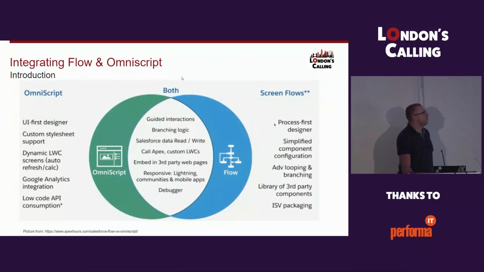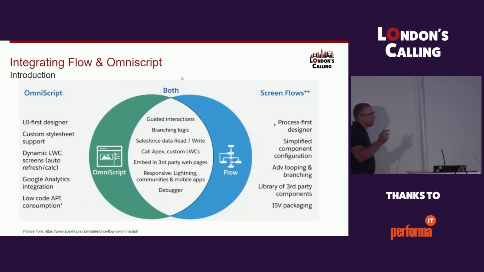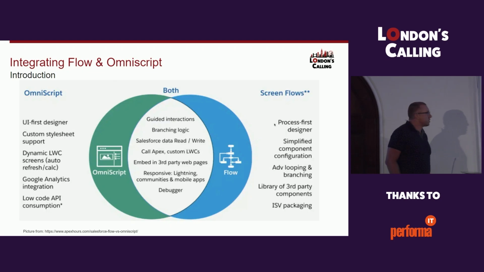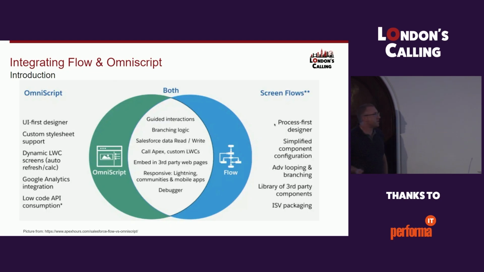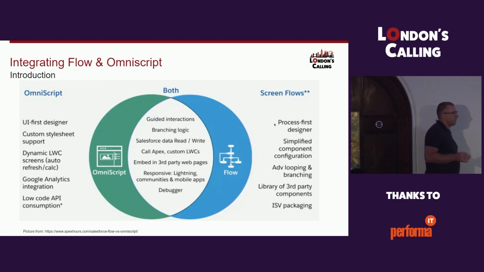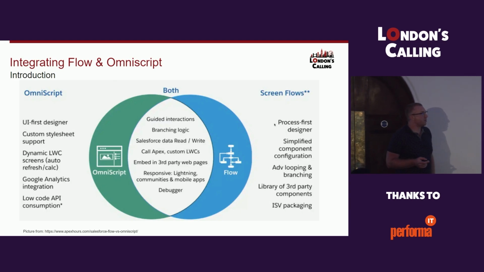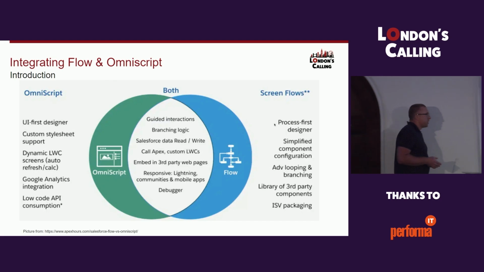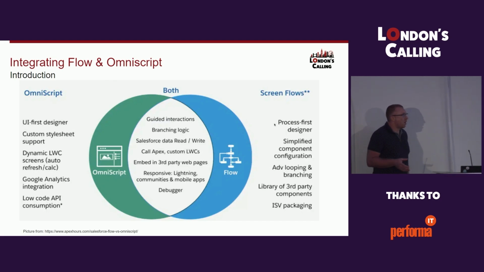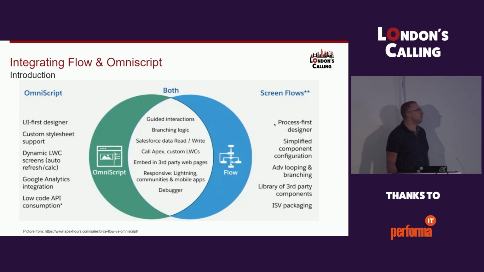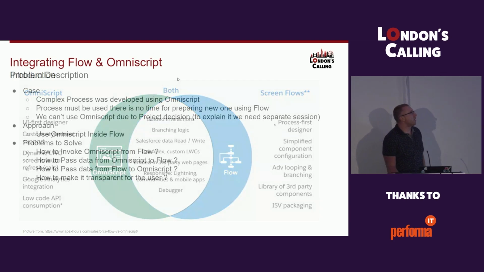Okay, I got this screen from the apexhours.com site. OmniScript is mostly a UI-first designer, Screen Flows mostly a process-first designer. Here is something to compare them. Both of them have guided interaction, branching logic, can read data, write data, call Apex, call custom LWC, and so on. So we have two almost similar things, but there are a little differences.